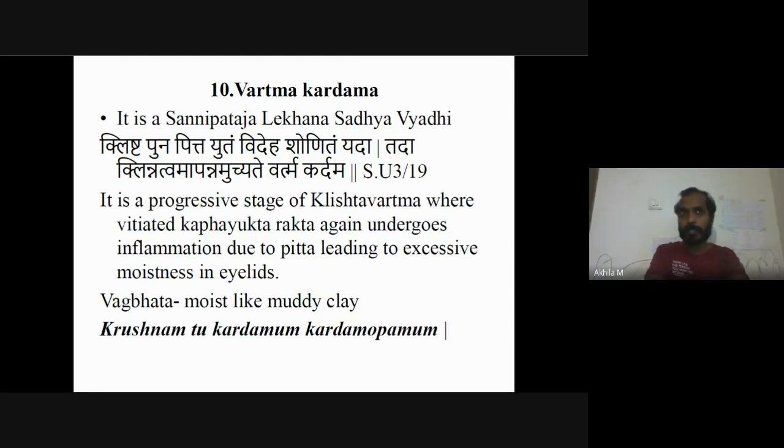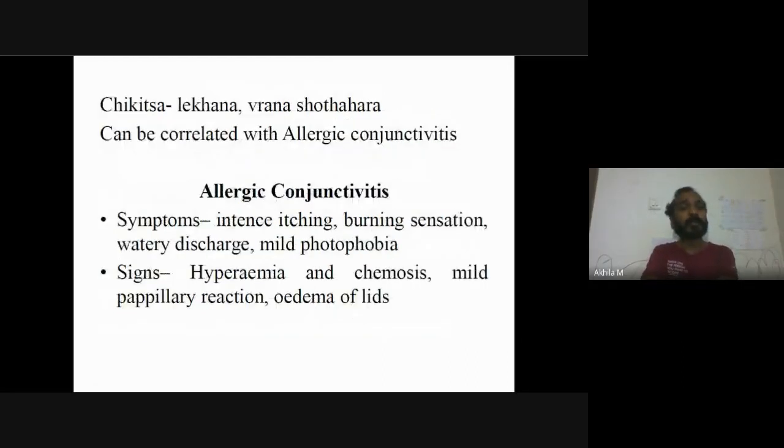But according to Vagbhata Acharya, the condition is Varma Kardama, that is Kardamopama: clay-like, muddy clay-like swelling will be there. In Krishna Varma, blackish colored, clay-like swelling will be there. That is called Varma Kardama. Prana Shodhana Chikitsa is also advised. This can also be correlated with different types of allergic conjunctivitis, and we already discussed that allergic conjunctivitis has many varieties.